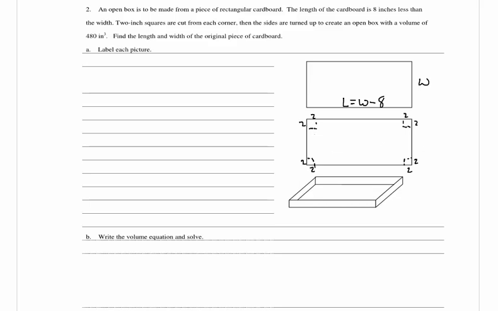So that means that the width of the box, after we cut the squares out, is going to be W minus 4, which is this length, because the total is W, and then we have to subtract both of the cutouts, which is 2 each, so W minus 4. And then the inside length is equal to W minus 8 minus 4, which is also W minus 12. So the first thing they want us to do is label each picture, which I've done.